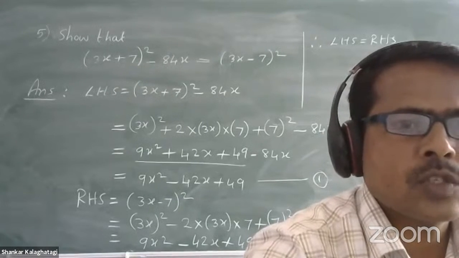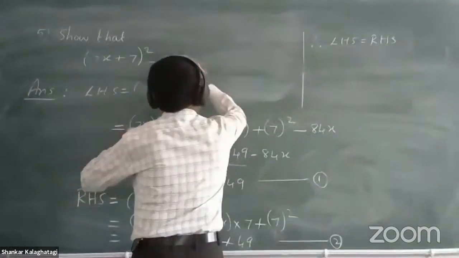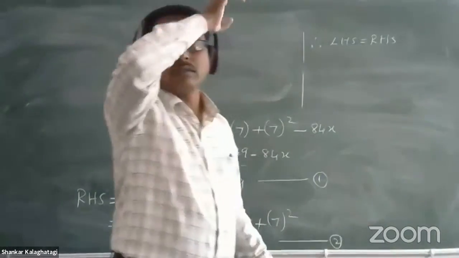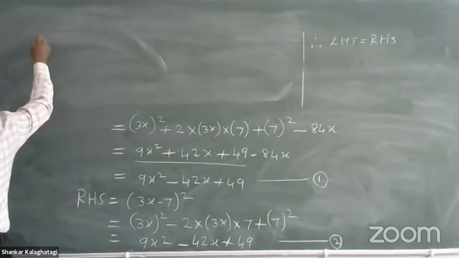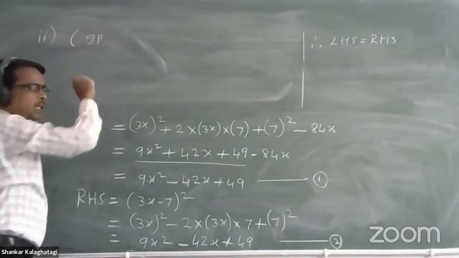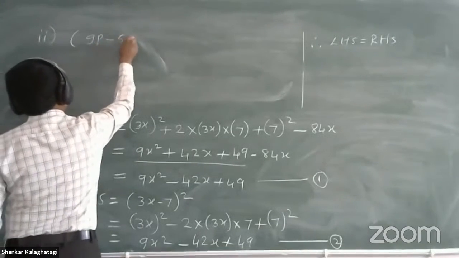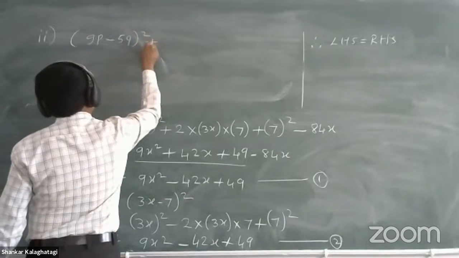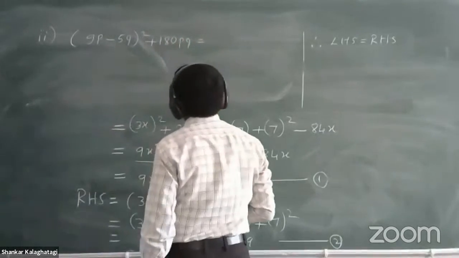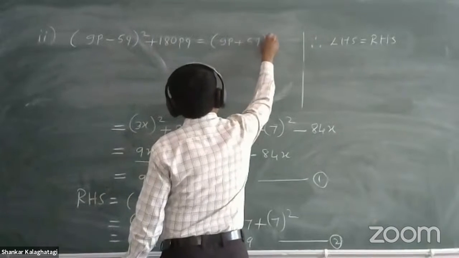Second question. What is the second question? (9p − 5q)² + 180pq equals (9p + 5q)².